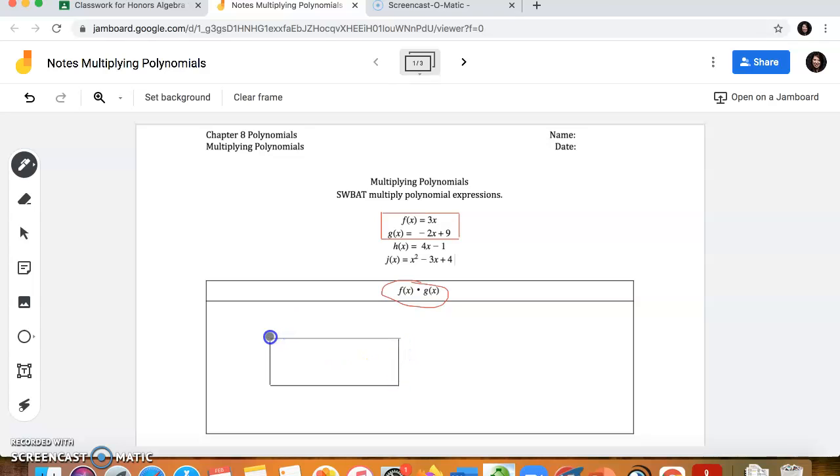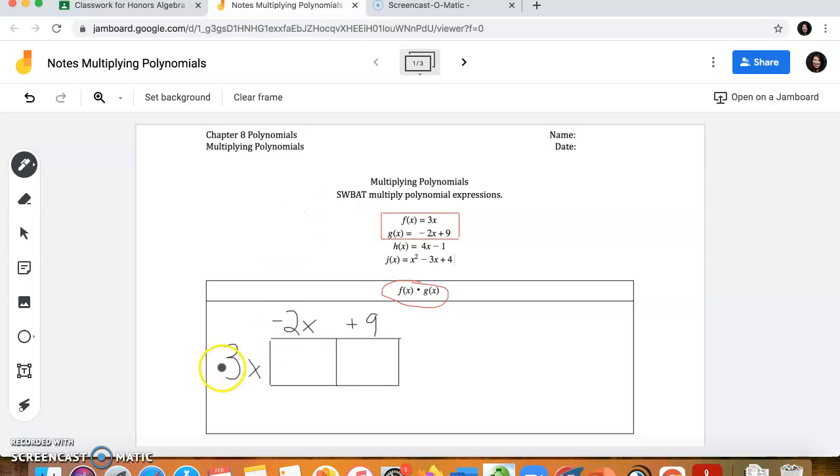The first function is f of x, and it is just a monomial. It just has one term, 3x, so it only needs space right here. The other function is g of x, which is negative 2x plus 9. We're going to put the negative 2x on the top, and then the plus 9 is going to get its own little square. Since we're multiplying polynomials, we're just going to multiply. That's the first step, setting up your box. The second step is the multiplication.